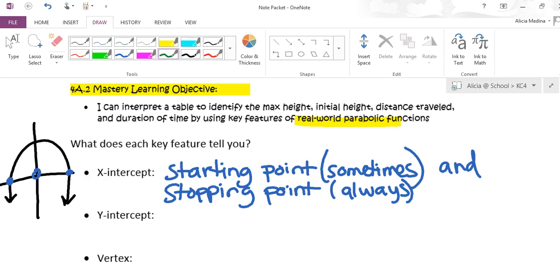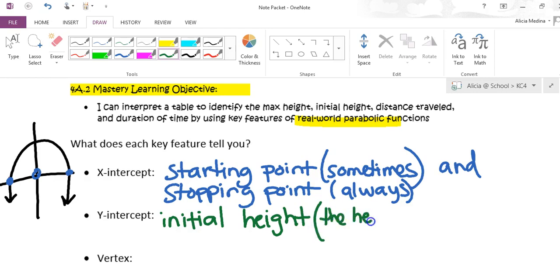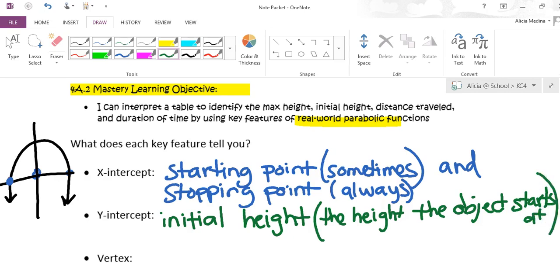The y-intercept, what it tells us in real life, is the initial height. Initial just means the start. So it's the start height. You can think of it as the height the object starts at. For example, if we have that parabola, this would be my y-intercept right here. And that would tell you however high our object is being thrown or wherever you launched it from.